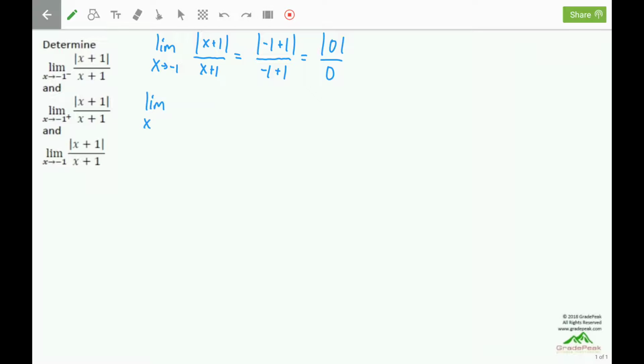So we will look at the limit as x approaches -1 from the left side, indicated by the negative superscript on the -1, and the limit as x approaches -1 from the right side, indicated by the positive superscript on the -1, of that same expression. Absolute value of x plus 1 over x plus 1.